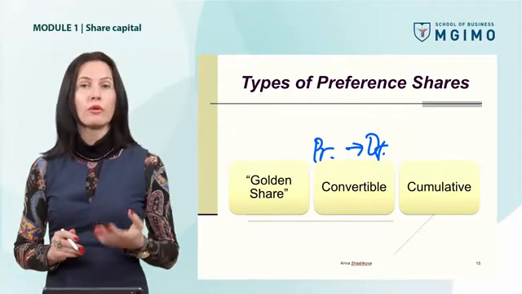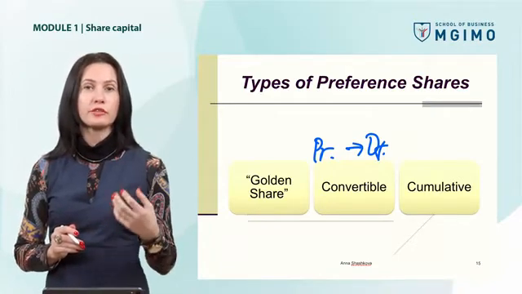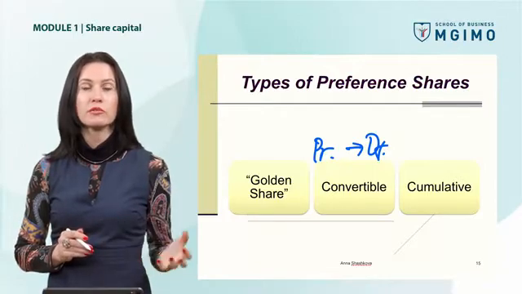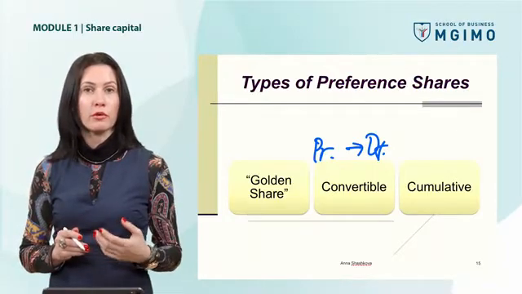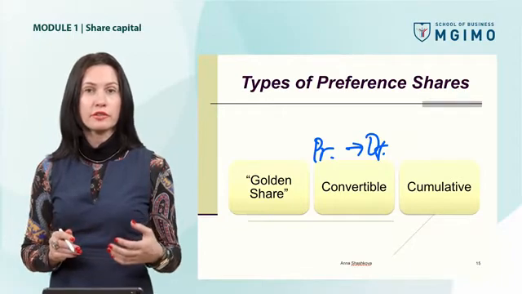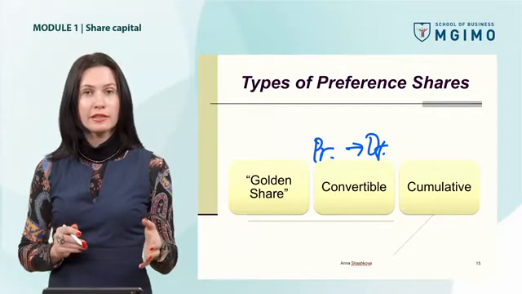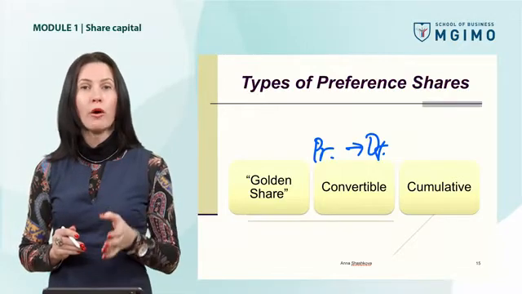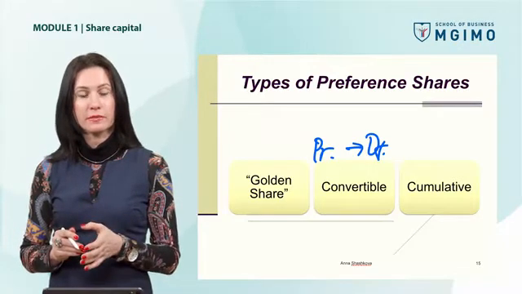Preference shares or ordinary shares may not be converted into bonds, but it is possible that companies issue bonds which are convertible into preference or ordinary shares. So the general rule is less risky securities are converted into more risky securities.